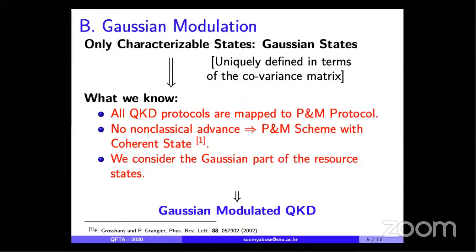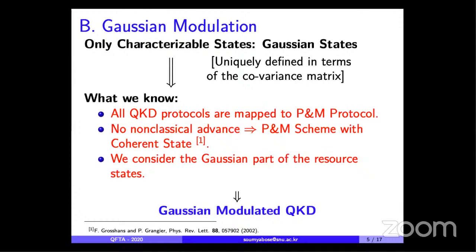Now, in case of QKD, since we know only the Gaussian states, we map every other protocol. I will get to those protocols later, but just go with me for the time. All the protocols are mapped to a prepare and measure protocol where a single mode state is prepared, sent to some other party, then Bob, the other party, makes a measurement and all these things. So as far as the single mode Gaussian states are concerned, one can think of two possible states. One is a coherent state, another is a squeezed vacuum state.